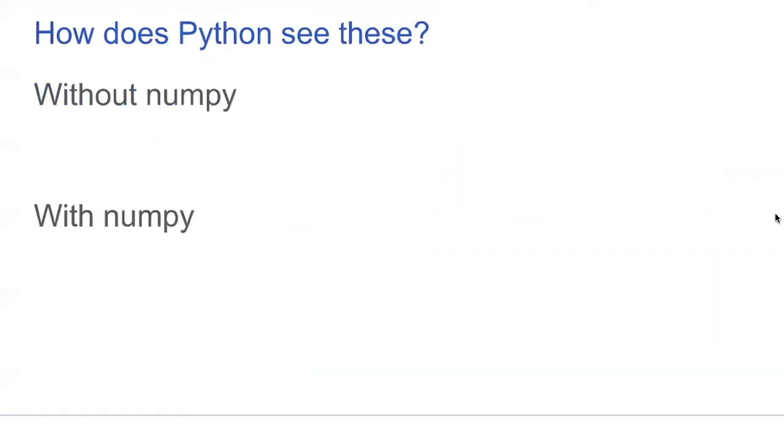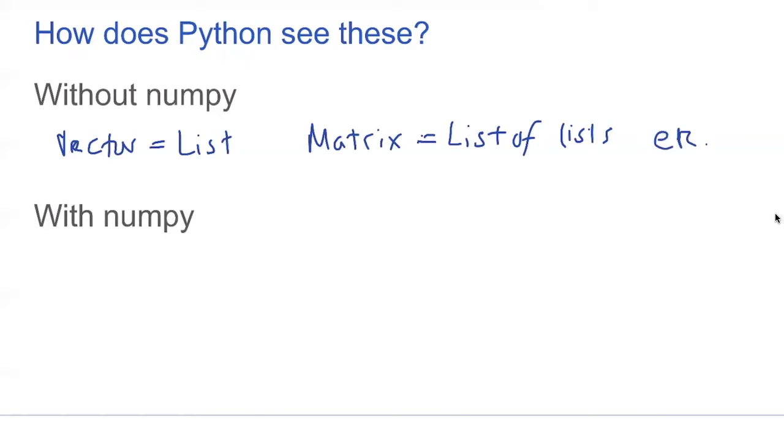Python is going to see a vector, for example, as a list. And you can do a matrix as a list of lists. And then a tensor could be a list of matrices and so on and so forth, lists of lists.